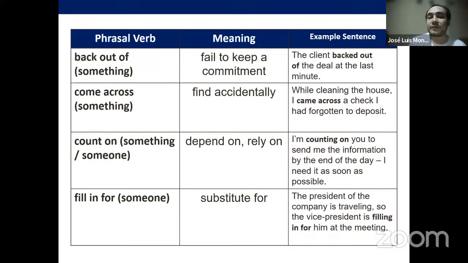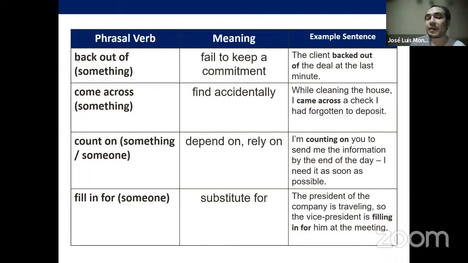So from these four, we worked these before. The ones that we said are important, we work with come across. So we said count on, but also come across and count on. These are two very important, right?